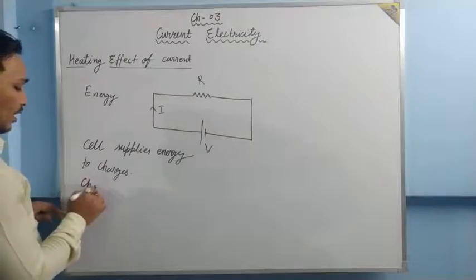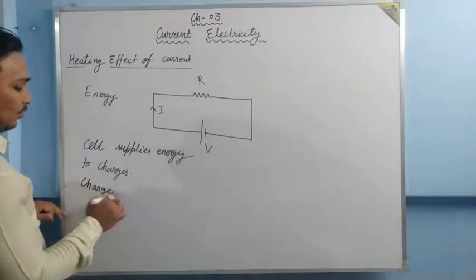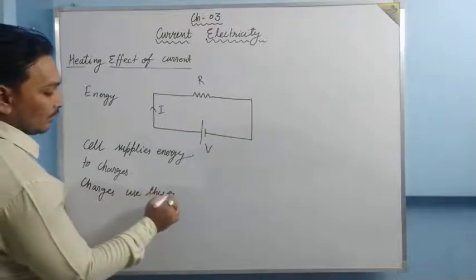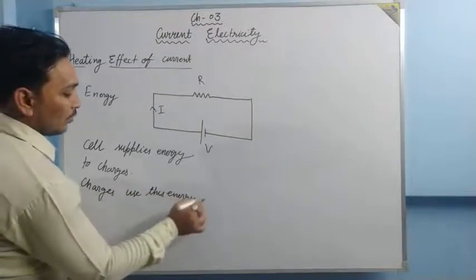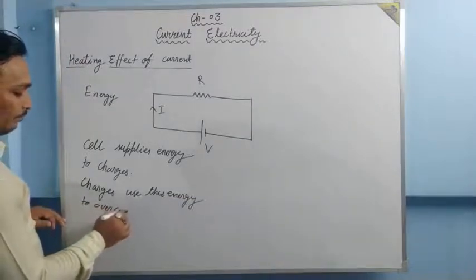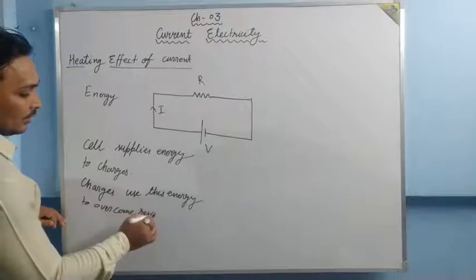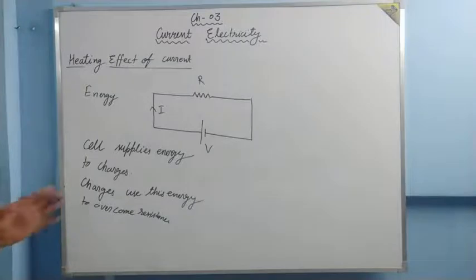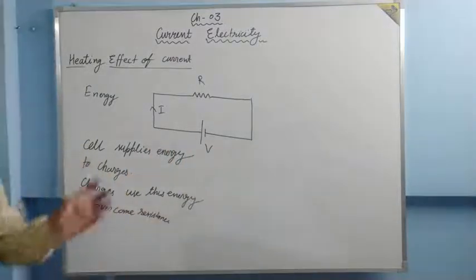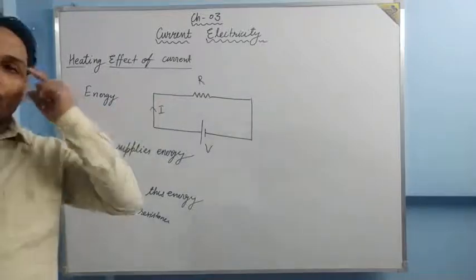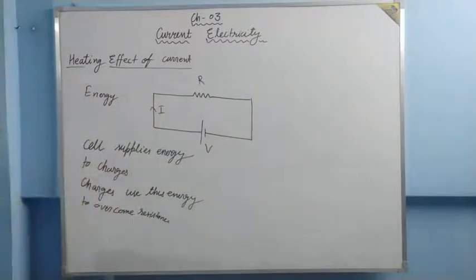How do the charges use that energy? Charges use this energy to overcome resistance. So however much energy the cell supplies, that very energy is used by the charges to overcome that resistance. Now we come to how much energy the cell supplies.